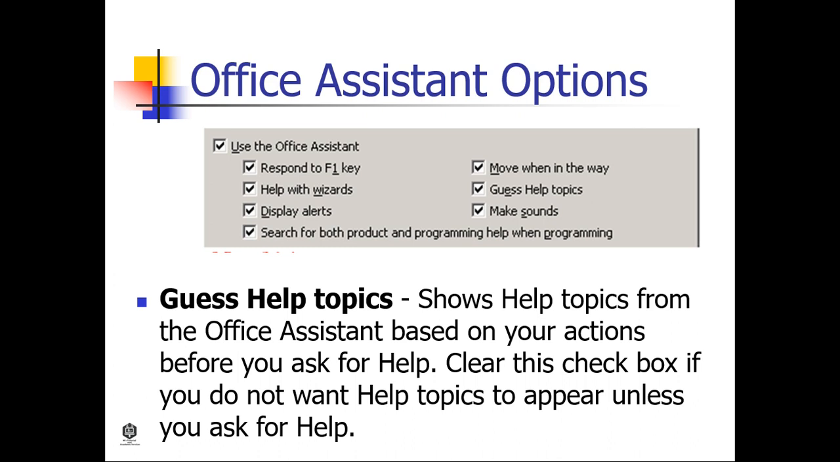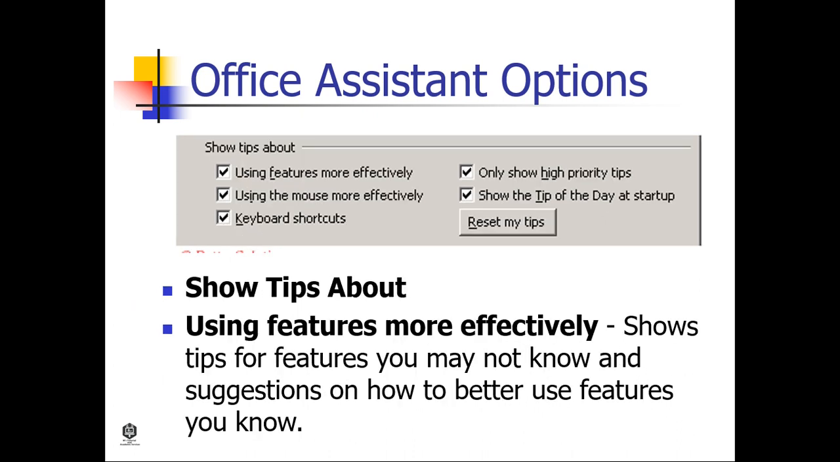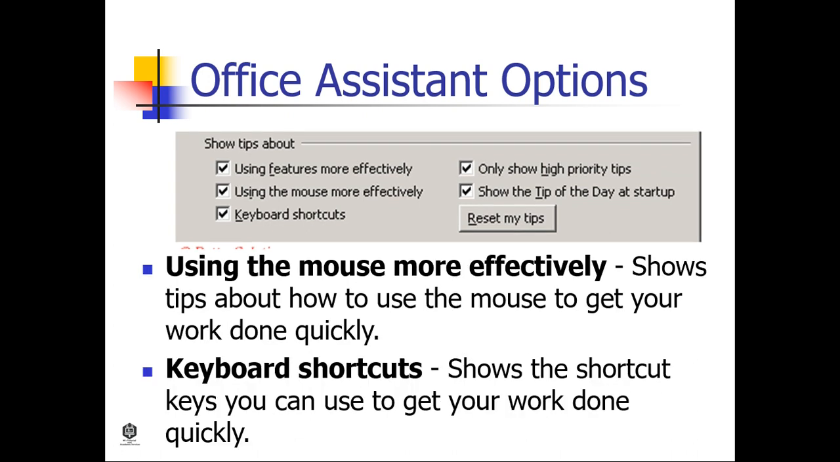Guess help topics shows help topics from the Office Assistant based on your actions before you ask for help. Clear this checkbox if you do not want help topics to appear unless you ask for help. Show tips about, like using features more effectively, shows tips for features you may not know and suggests how to better use features you know. Using the mouse more effectively shows tips about how to use the mouse to get your work done quickly.